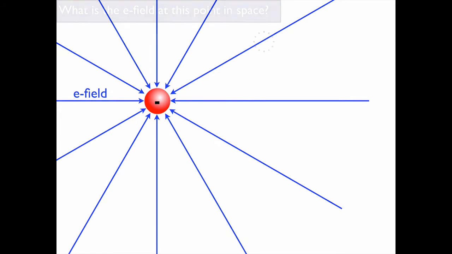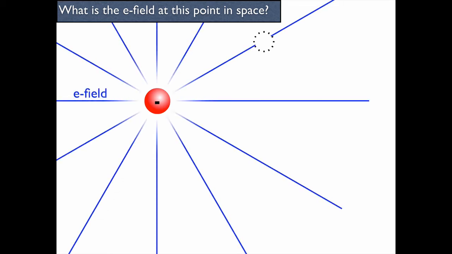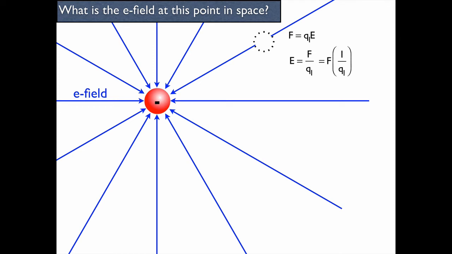So the real question here is, what is the E field at this point in space? Well, this point in space is through the E field itself, so there's the E field we had earlier. And I know from previous information that the force is equal to Q times E, and I'll start with the Q1. And I can rearrange that for E is equal to F over Q1. And I'm going to write that as the force times 1 over Q1. There's going to be a reason why I'm writing it weird like this.